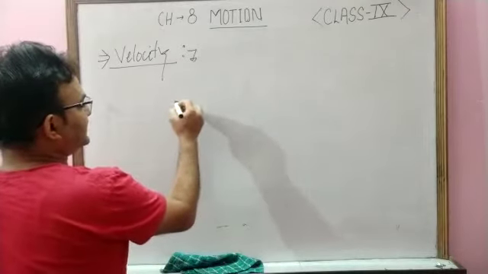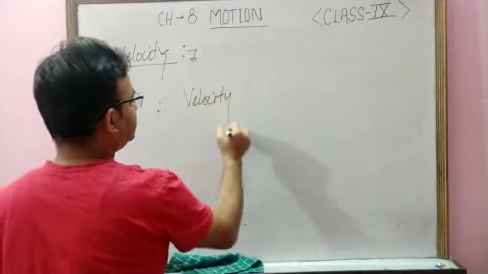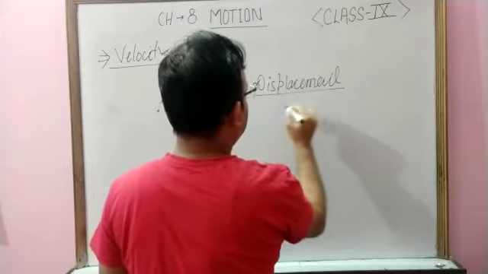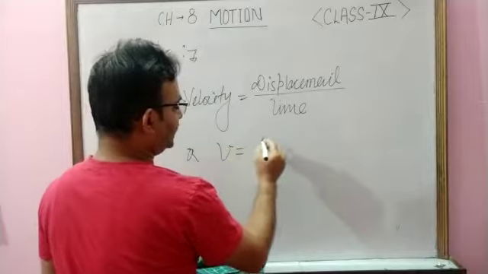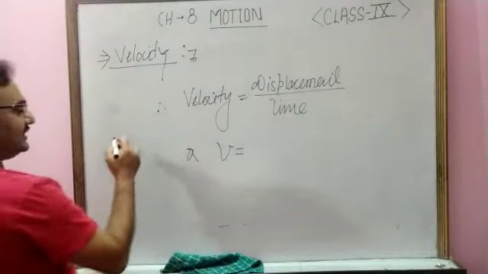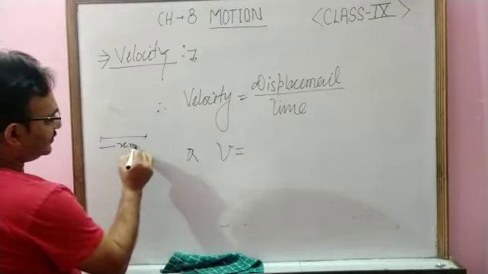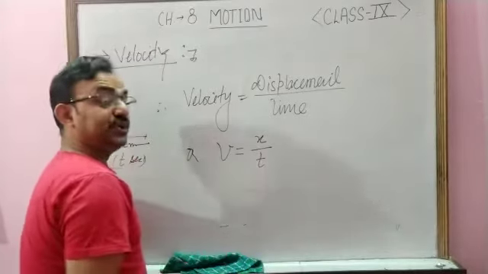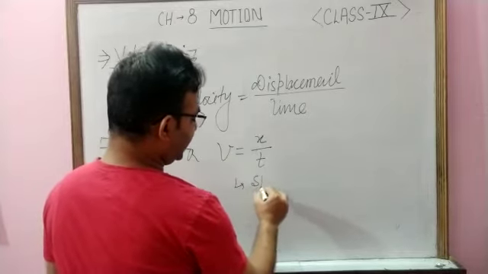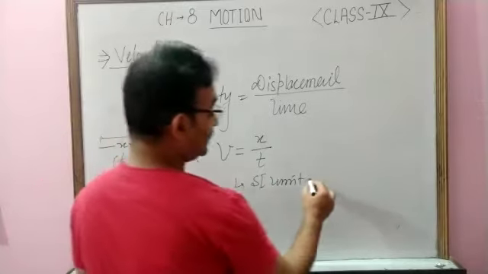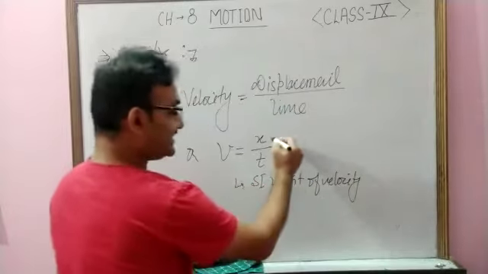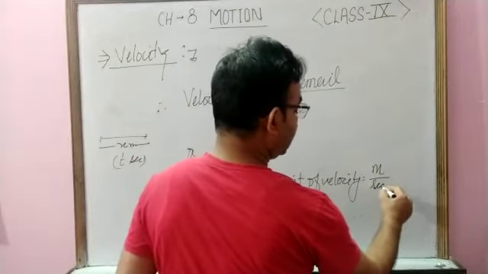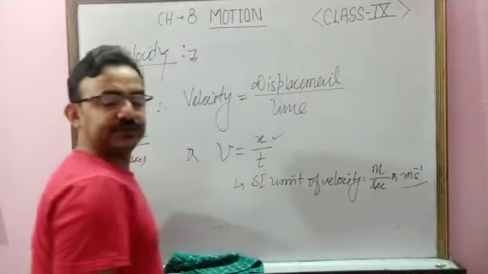So velocity is denoted by V, and velocity means displacement upon time. Suppose that a body is traveling and it traveled a displacement of x meter in time t seconds, then velocity will be x by t. If we have to find the SI unit of velocity, displacement also has SI unit meter, and time second, similar to the unit of speed.